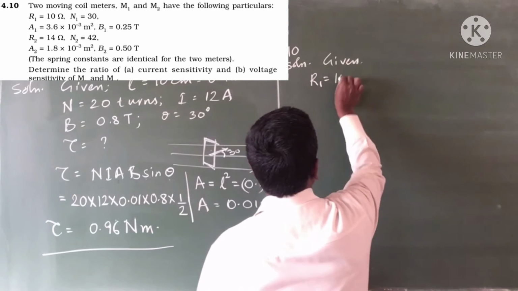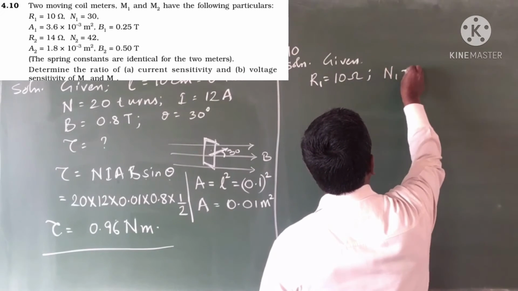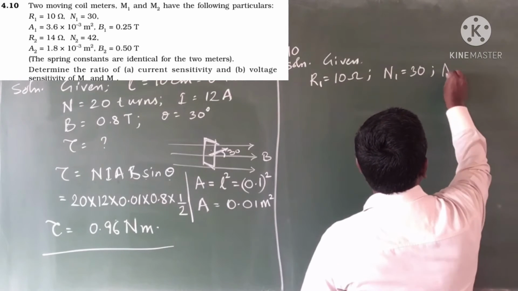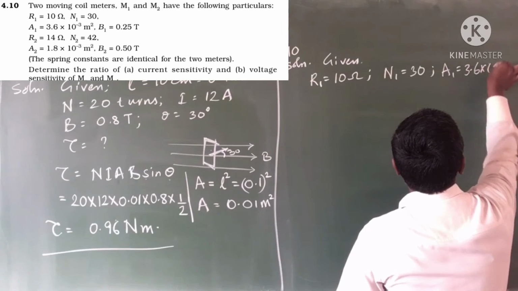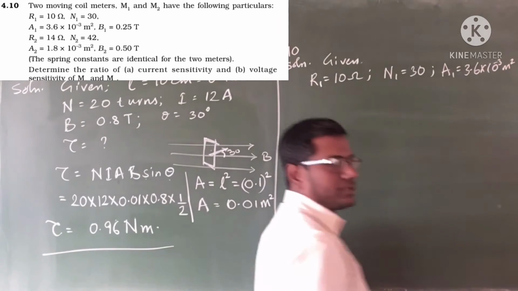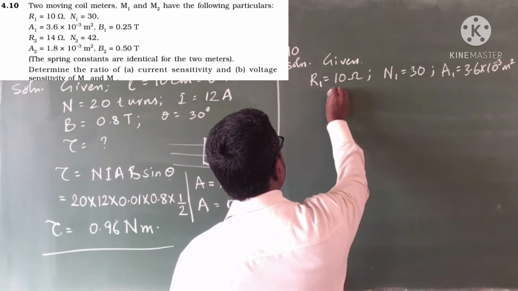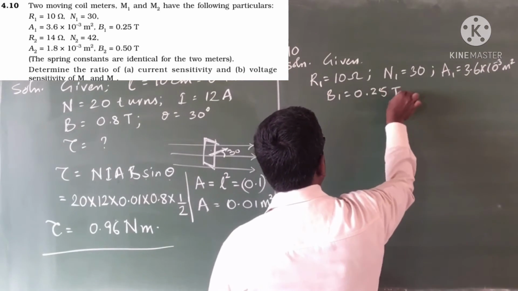R1 is given as 10 ohm. Then the next thing is the number of turns. N1 is given as 30. Then the next thing, area A1 is given as 3.6 into 10 to the power of minus 3 meter square. Then the next term here is the magnetic field B1, which is given as 0.25 Tesla.